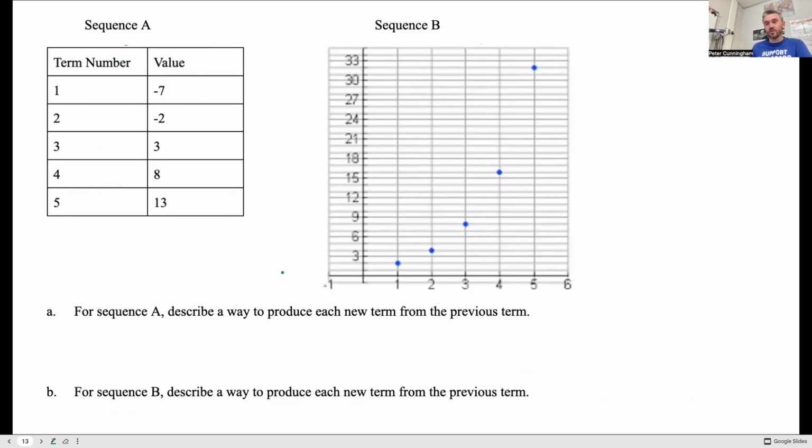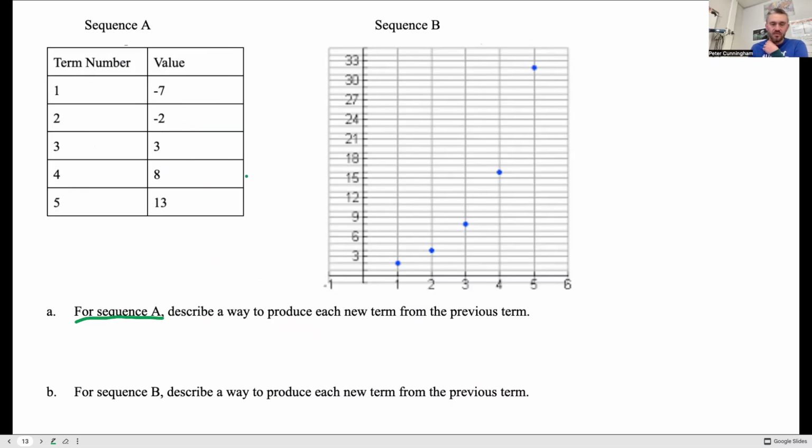Hello, happy Friday, everyone. Sorry I couldn't be there, but we'll move on. All right, so what is happening here? So for sequence A, it says describe a way to produce each new term from the previous term. Okay, so what we're just saying with our words. So we're just saying, okay, what is happening here is we are adding 5.